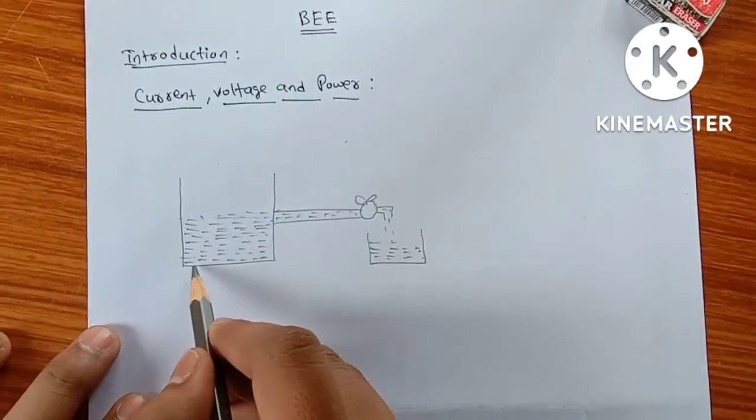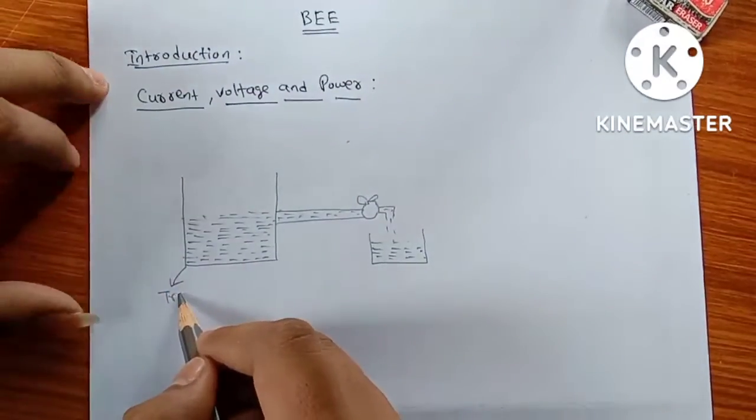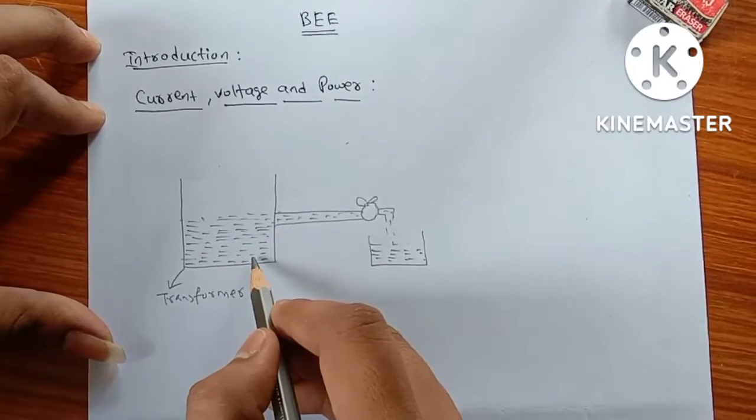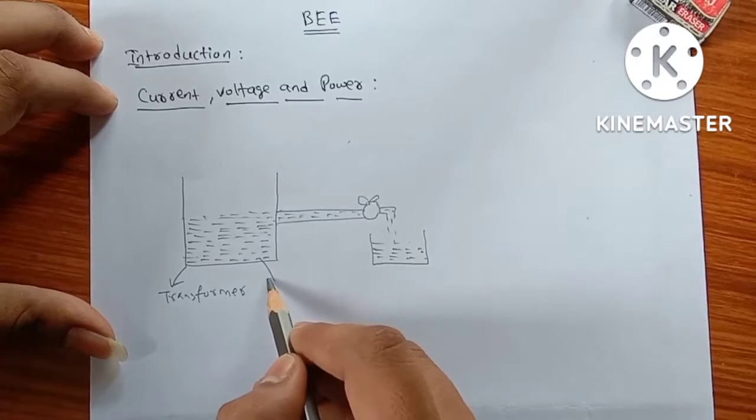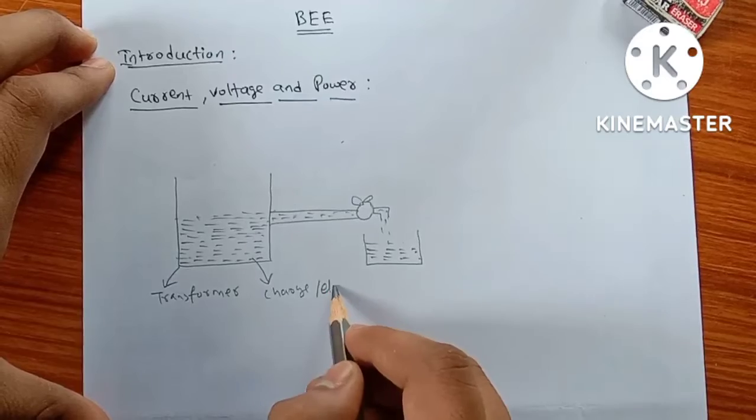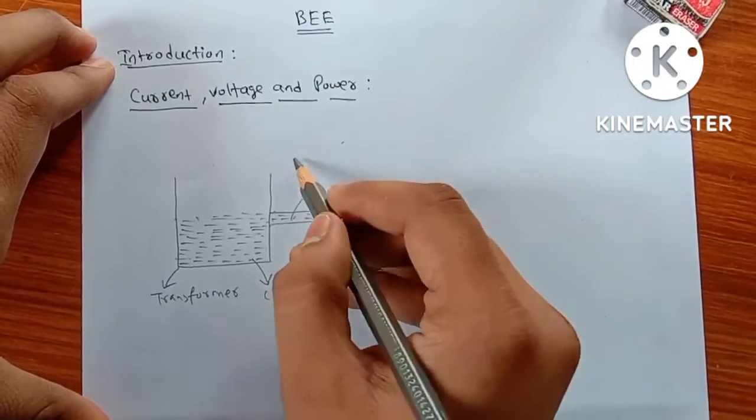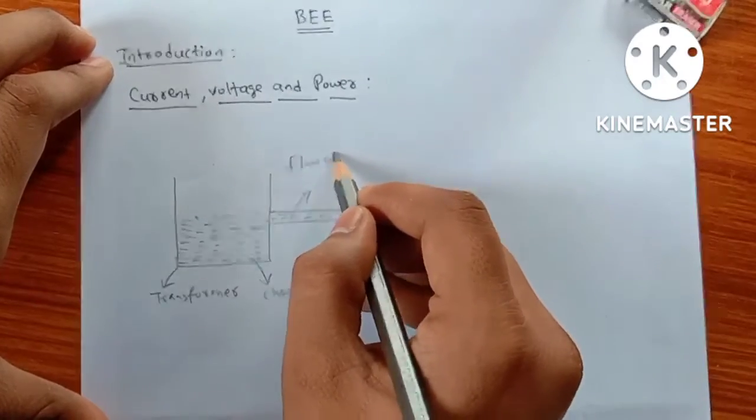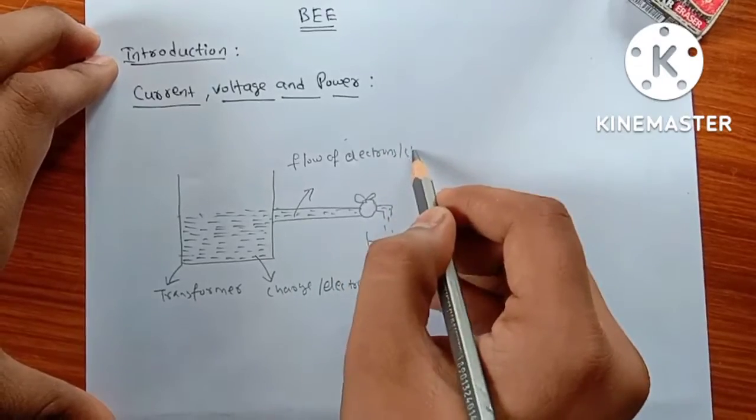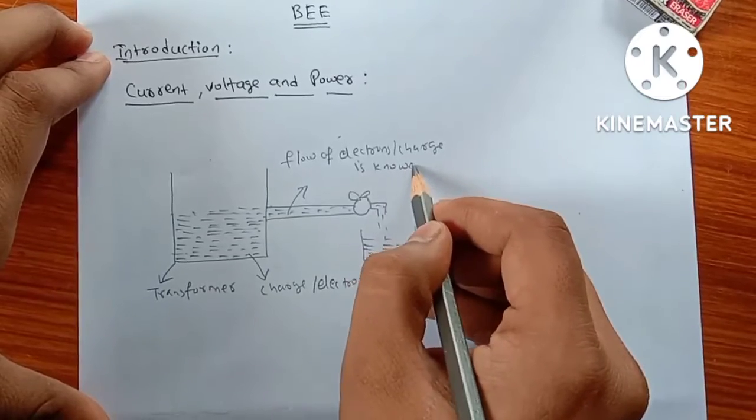Let us consider this tank as a transformer. The water droplets in this tank is nothing but charge or electrons. Now this flow of water, which is a flow of electrons or charge, is known as current.